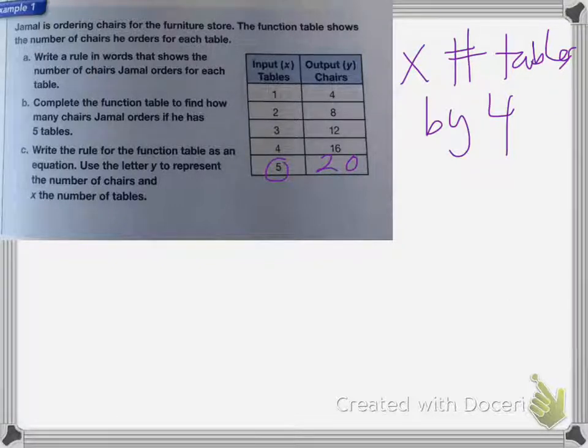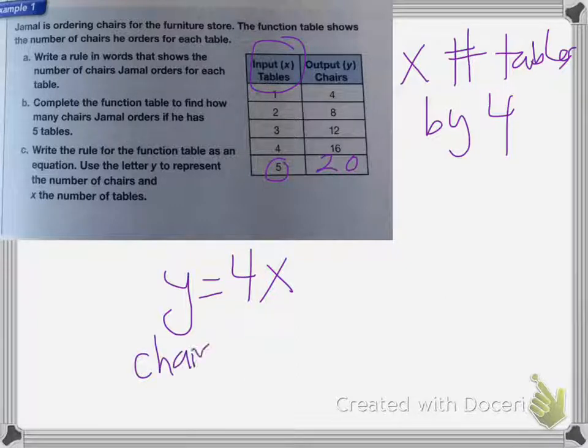Often the rule of a function is expressed by an equation with x for the input and y for the output. So to write this as an equation, I'm going to put y equals 4 times x. And x is my tables, because I multiply the number of tables by 4. So y is my chairs, and x is my tables. So y equals 4 times x.